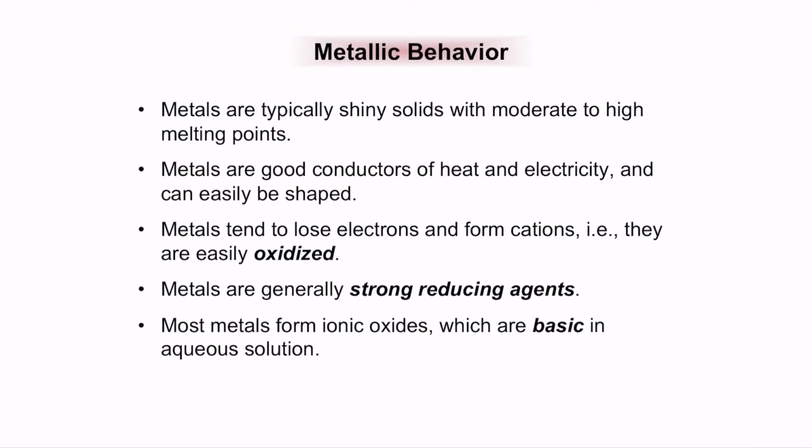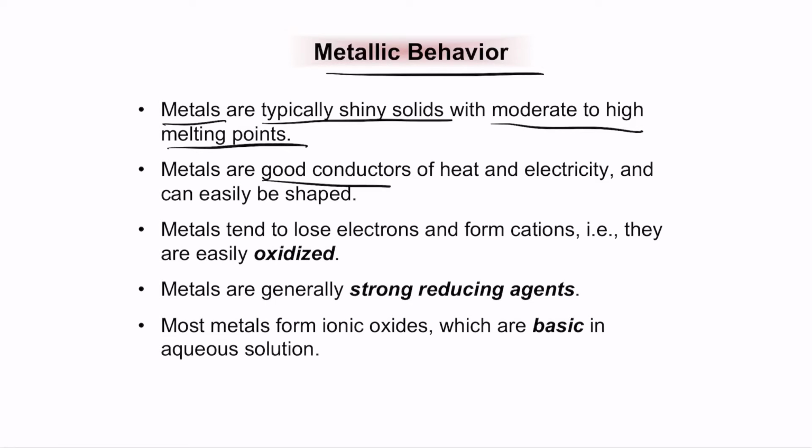Next, let's talk about metallic behavior. What are metals? Metals are typically shiny solids with moderate to high melting points, and these metals are generally very good conductors of heat and electricity, and they can be easily shaped because metals are ductile. Ductility is the property of a material to be able to bend and be used in any shape or form needed.